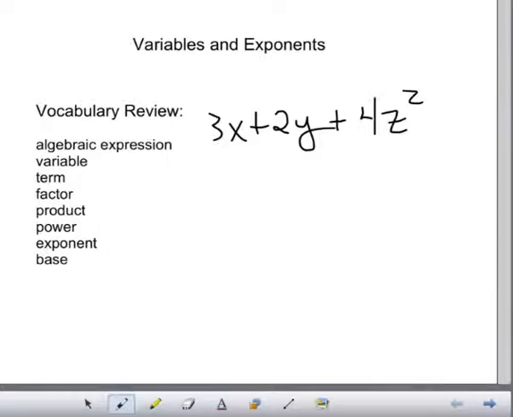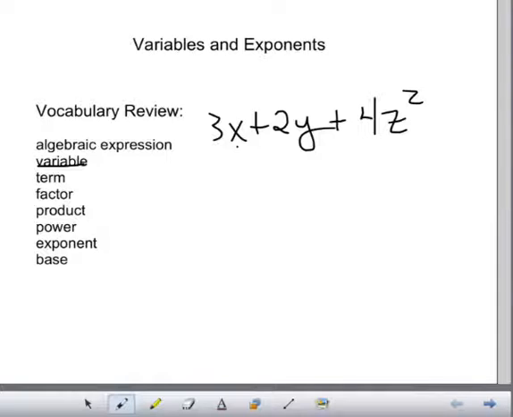All right, a variable, I think you know what a variable is. It's like x, y, and z. It's a letter or a symbol. We normally use letters that stand for a number. Okay, that's what a variable is.